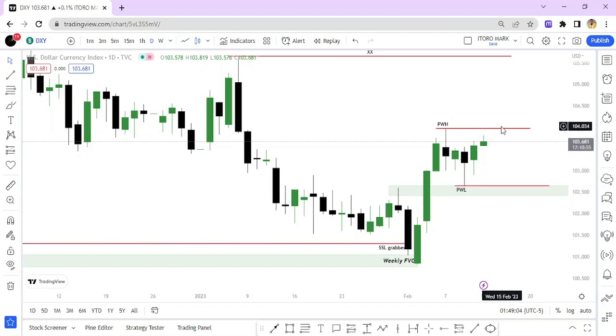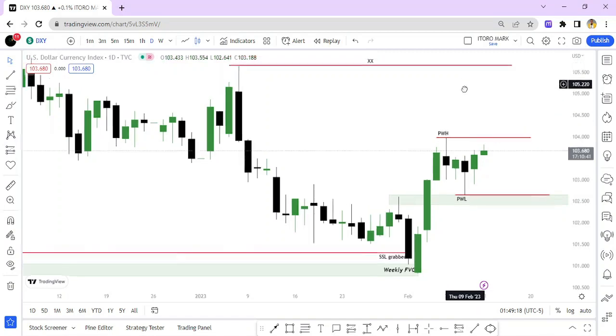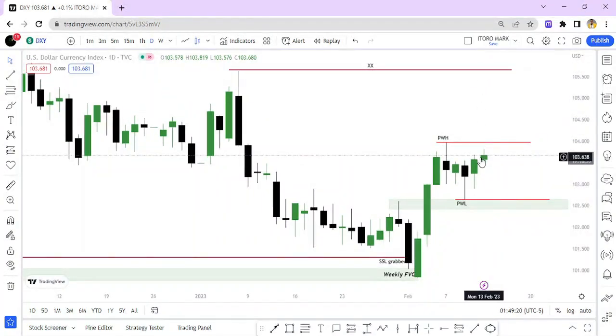So price will get to this level one way or the other. This is the draw on liquidity right now. This is the liquidity area, so a lot of orders have been stacked here. So price is going to pierce through this liquidity. So what if price pierces through and keeps going higher? Then we will expect this target to be met. We'll look for PDR raise to meet up with these levels.